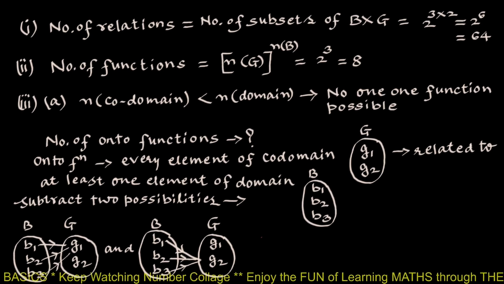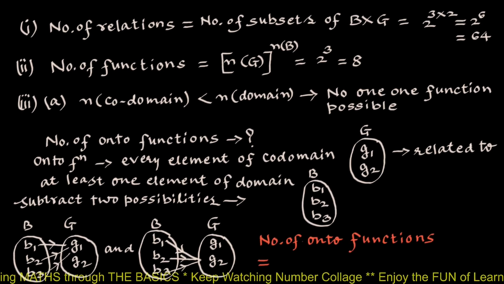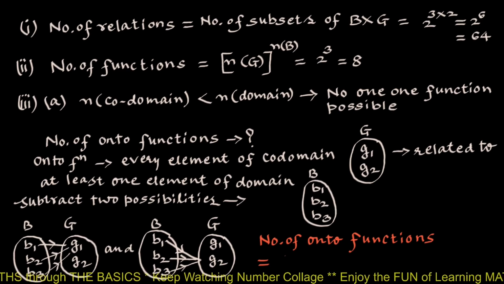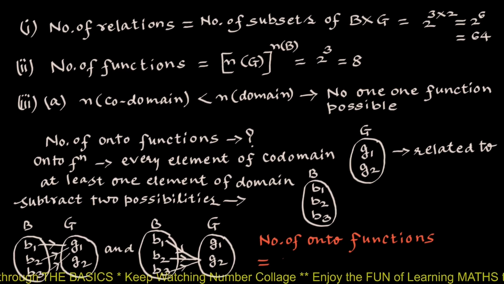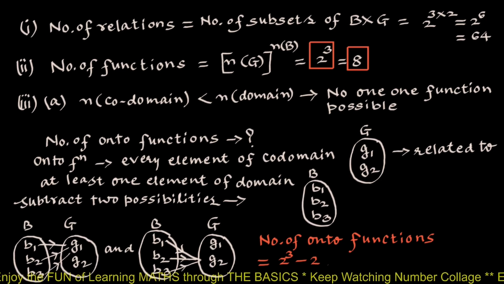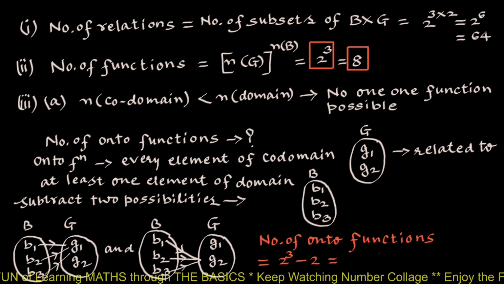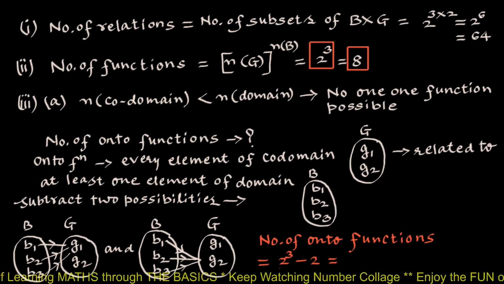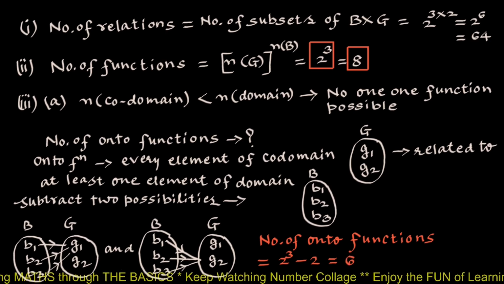So the number of onto functions will be the total number of functions possible, which we have already found above, 2 cube, minus these two possibilities that we have just discussed. So in all, the number of onto functions will be 8 minus 2, that is 6.